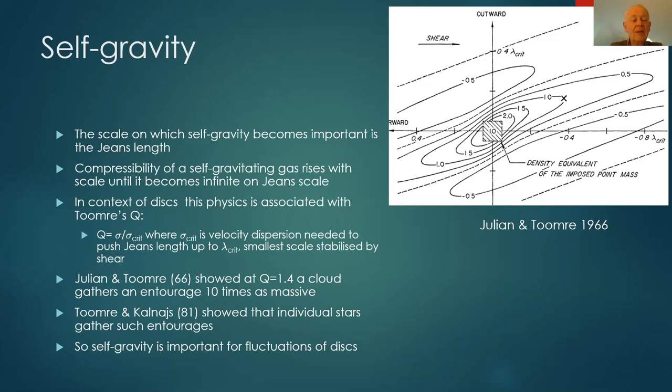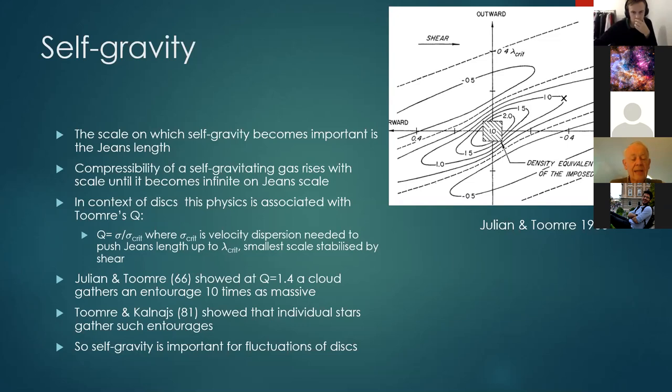And in a typical stellar disk, Q is a number like 1.3, 1.4, something like that. So Q is bigger than one. It has to be bigger than one, or the disk would collapse locally into blobs. And Julian and Toomre in '66 showed that if you put a cloud, which they modeled as a point mass, into one of these disks with a Q of 1.4, since it has Q of 1.4, it's stable against self-gravity, against gravitational collapse, by a good margin.